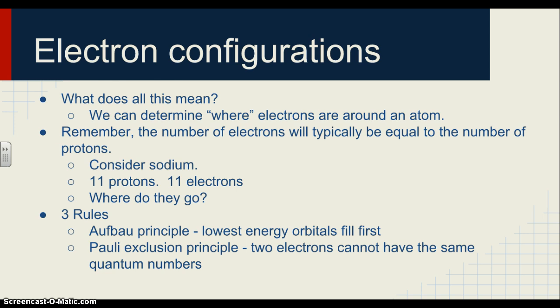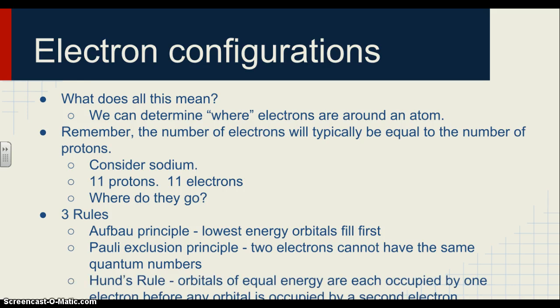Second rule, the Pauli exclusion principle. Two electrons cannot have the same quantum numbers. That's just what we were saying earlier about the spins having to be opposite to each other. And three, something called Hund's rule. Looks like it got a little bit cut off here, but what it basically says is that orbitals of equal energy are each occupied by one electron before any orbital is occupied by a second electron. Right now it's just words, I know, which means we're going to have to practice it, okay?